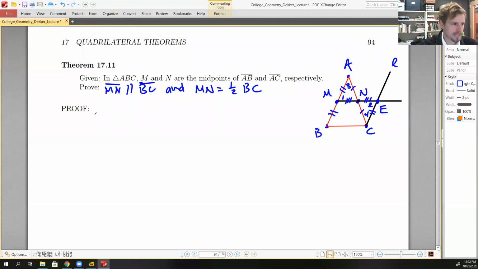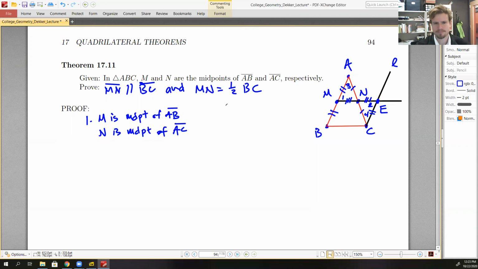So first, the givens. Of course, we have triangle ABC. And from that, we're going to say that M is the midpoint of AB. M is the midpoint of AB. And we're going to say that N is the midpoint of AC. N is the midpoint of AC. Excellent. These are the givens.